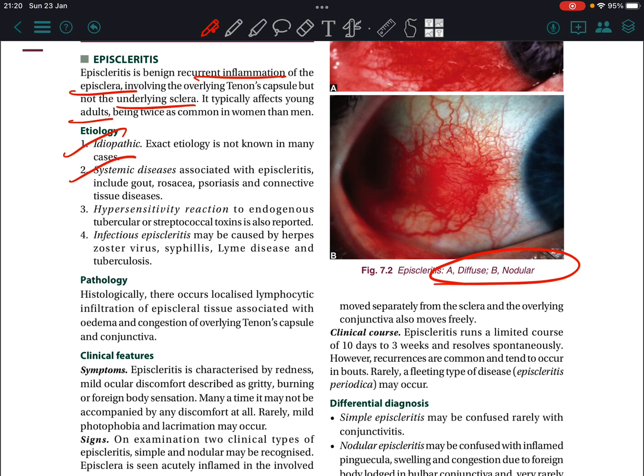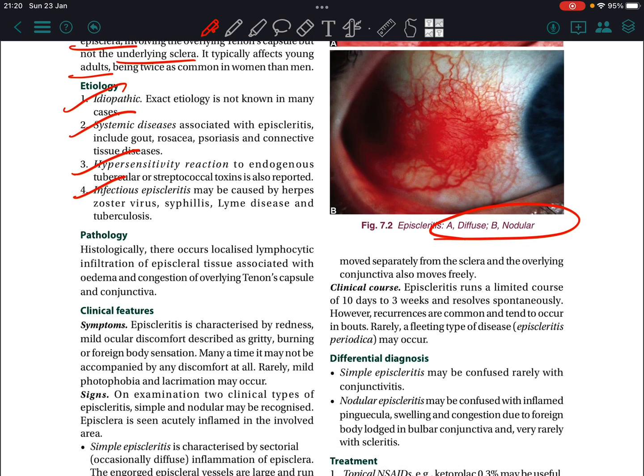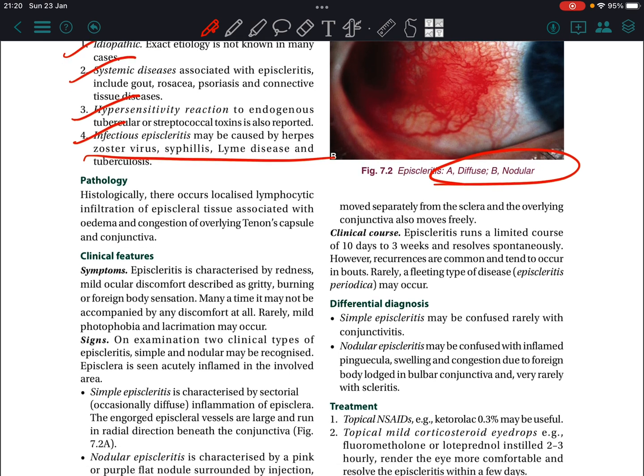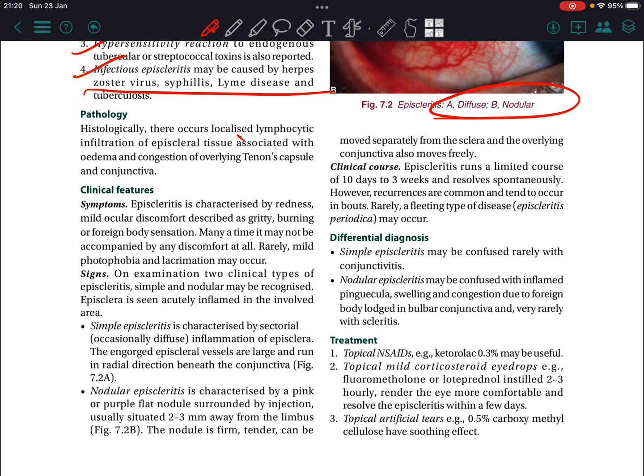Etiology: idiopathic, systemic disease, hypersensitivity reaction, infections, episcleritis, herpes virus, Lyme disease. Pathology: there occurs localized lymphocytic infiltration of episcleral tissue associated with edema and congestion of overlying Tenon's capsule. Clinical features: symptoms include redness, ocular discomfort, gritty, burning, foreign body sensation. Many times it may not accompany discomfort at all.